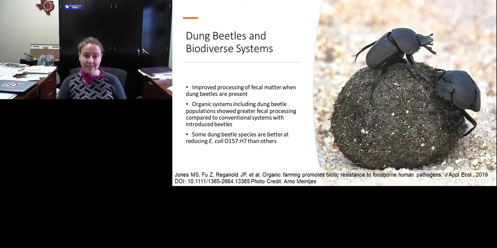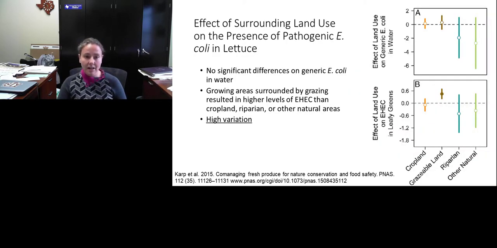All right, so this next study that I wanted to highlight is from Daniel Karp. His research was also done out west a few years ago, and they looked at the effect of surrounding land use on the presence of pathogenic E. coli in lettuce fields. When you look at that chart on the right, on the top, we're looking at the effect of land use on generic E. coli in water. And on the bottom, we're looking at the effect of surrounding land use on enterohemorrhagic E. coli in leafy greens.